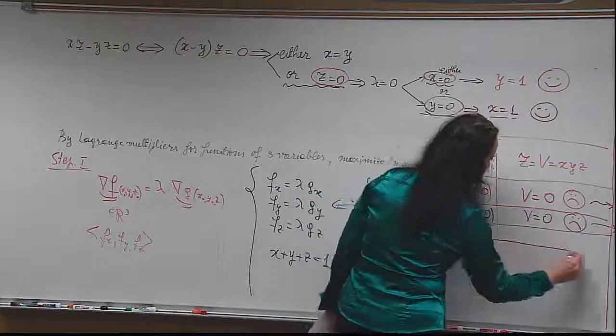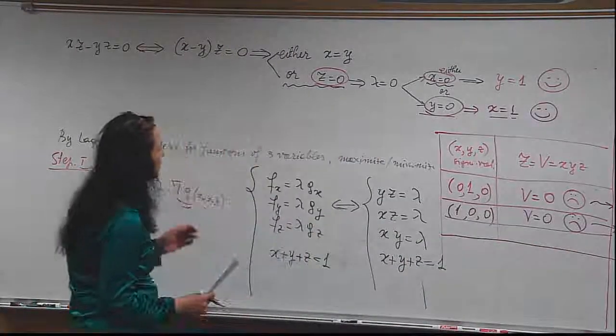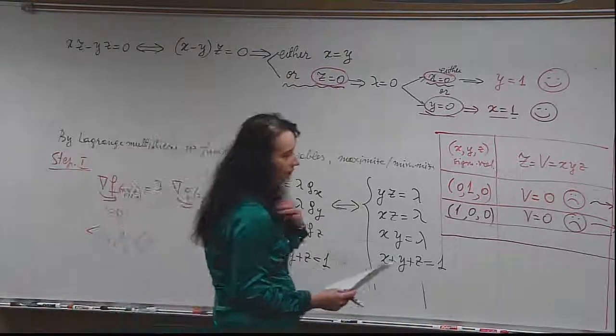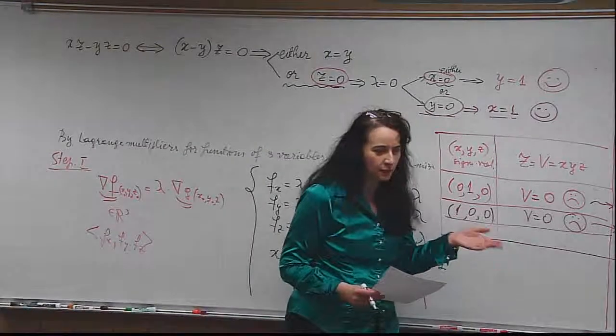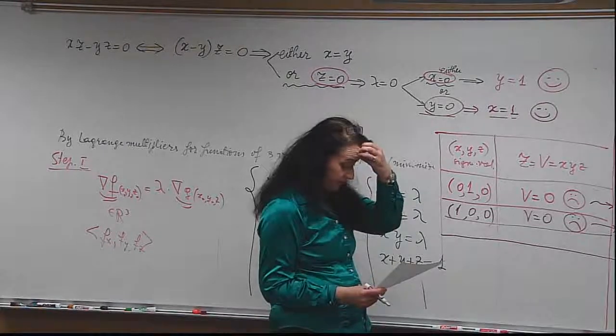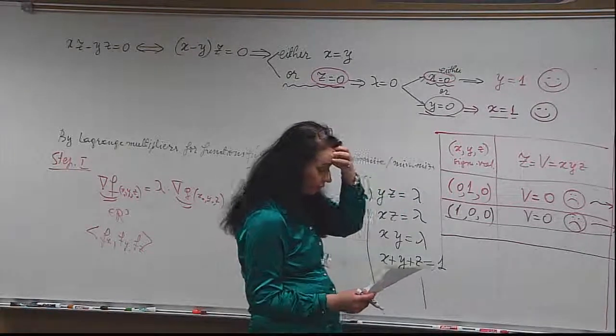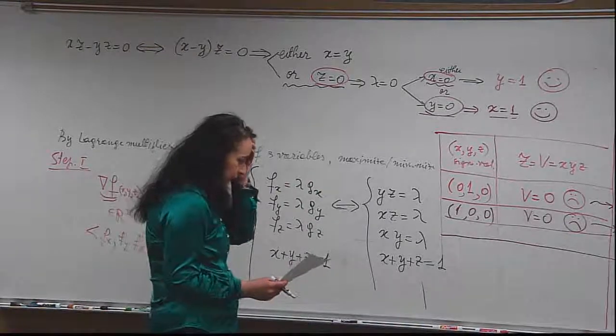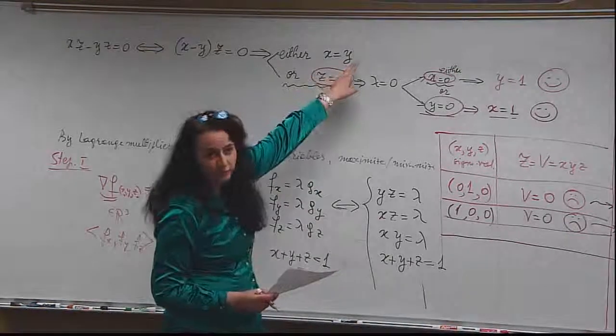I keep going, and I say, I have the feeling I'm going to get 0, 0, 1 at some point, but how am I going to get this? I'm going to get to it naturally, so I should never anticipate. The other case will give it to me.